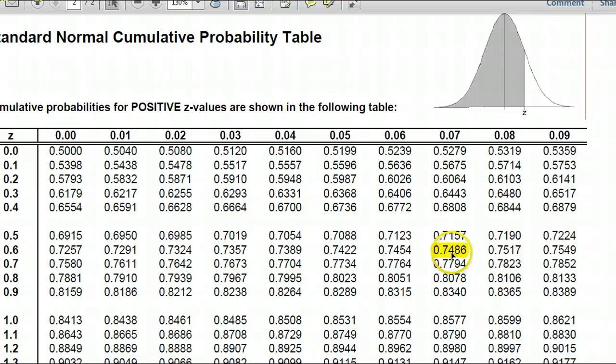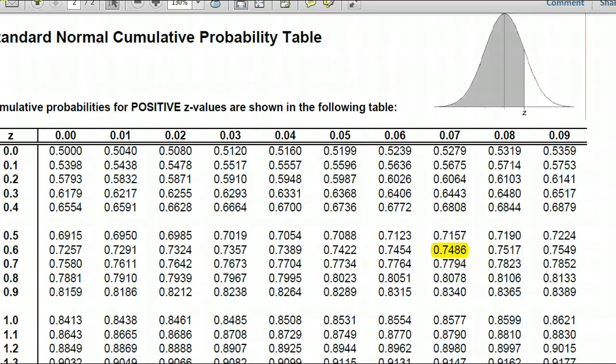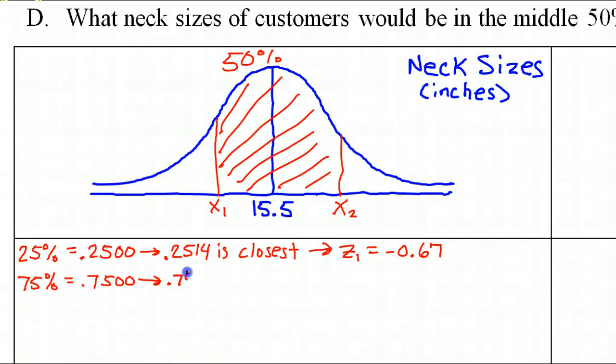So looking at this closer value, that comes from 0.67, and you know what, I already knew that because of course it's going to be the opposite of this. So we really could have skipped this step and just duplicated it. Silly me. So what did I say though? 0.7486, yeah. So fine, 0.7486 is closest, which makes Z2 positive 0.67.